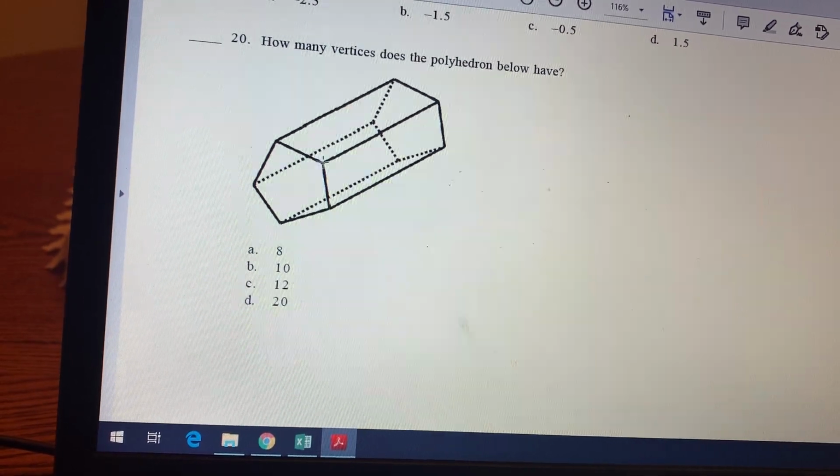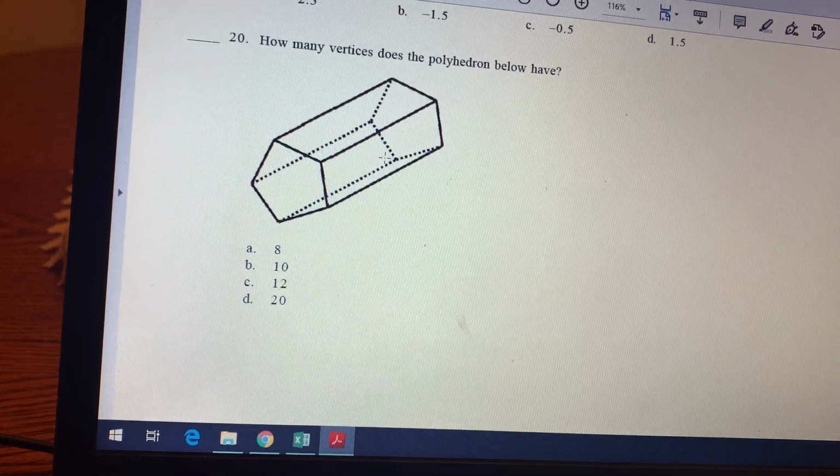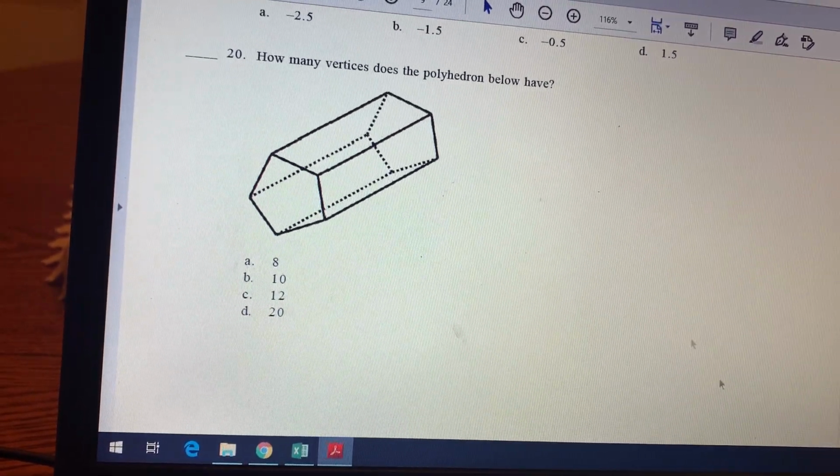So I've got 1, 2, 3, 4, 5 on the front. 1, 2, 3, 4, 5 on the back. So that gives me 10, which is D.